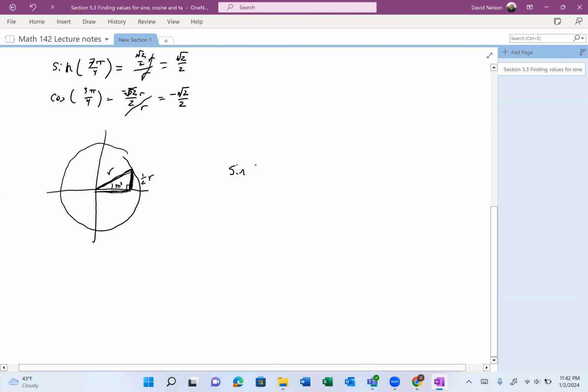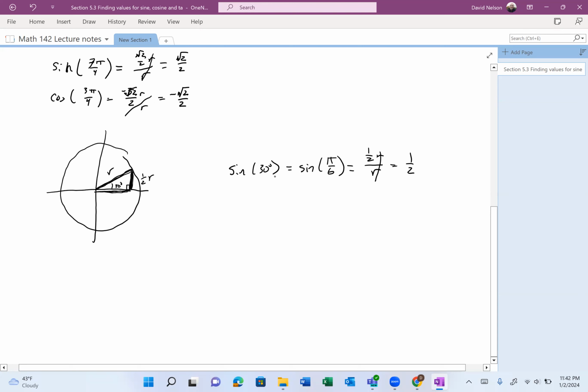If I look at the sine of 30 degrees, which is the same as the sine of pi over 6, that would be 1/2 of r divided by r again. And so it works out to be just 1/2. The r's cancel out. And so the sine of 30 degrees is 1/2.